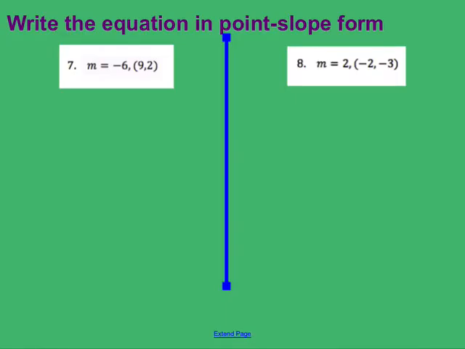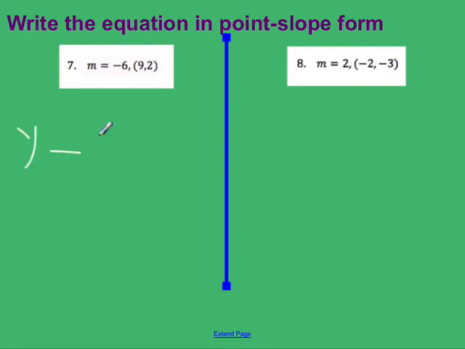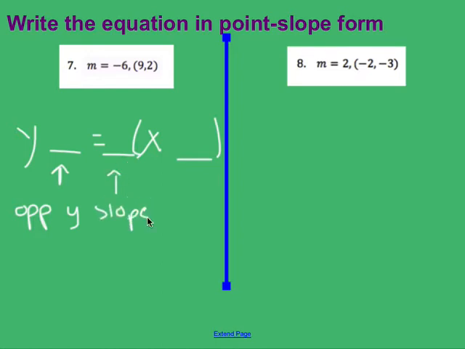First and foremost, put these equations into point slope form. For me, it's easier to look at this like a puzzle. So here's how I do it: I set up my puzzle to start off with. This first blank is going to be the opposite of my y coordinate. That's what that minus y1 means, the opposite of my y coordinate. In this blank, I'm going to have the slope. And in this blank, I'm going to have the opposite of my x coordinate.